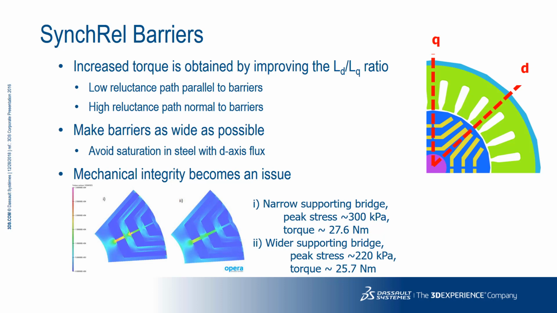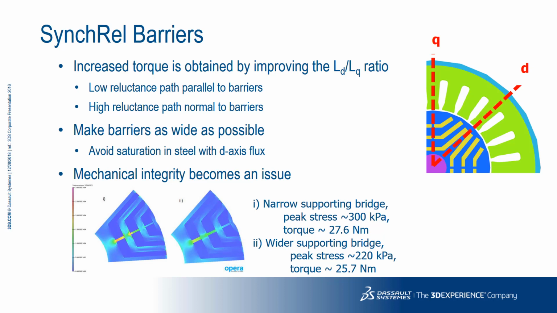To improve structural strength, bridges can be introduced into the barriers. This has the effect of locally strengthening the component without overly affecting the magnetic circuit. An example of this is shown at the bottom of the slide, where two designs, each consisting of a single bridge of varying width, have been investigated.